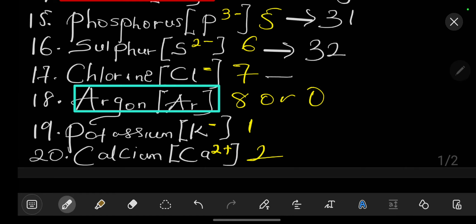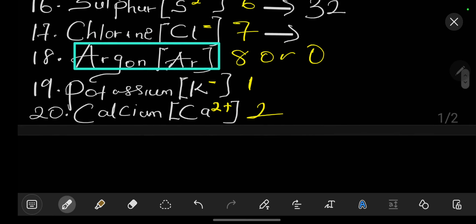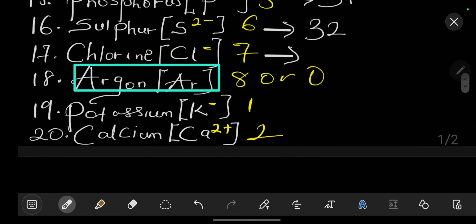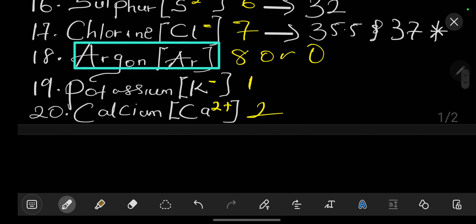Chlorine is an odd number. 17 times 2 gives us 34 plus 1, 35. But hold on, I told you chlorine is another exception. So if we were to follow the rule for chlorine, we would have gotten 17 times 2, which is 34 plus 1, 35. But chlorine has 2 fixed mass numbers. One of them being 35.5, which is more common, and the second one being 37. So chlorine is an exception that does not follow the rule.